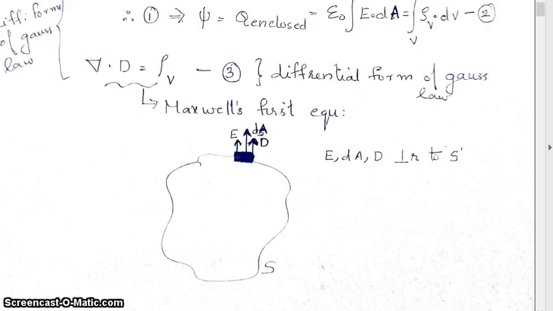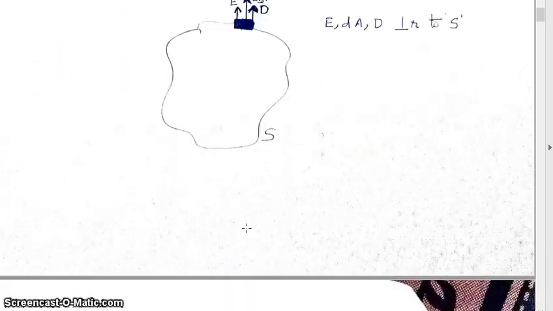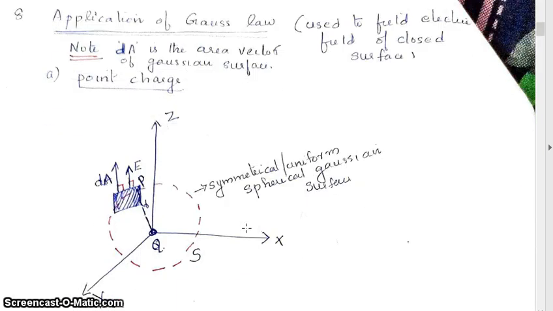Now this is a closed surface, and in that closed surface if I am selecting a small surface along this closed surface, then your area vector dA will be perpendicular to the surface, and the flux density and electric field will also be perpendicular to the surface. Next we will see different applications of Gauss law. This Gauss law is specifically used to find out the field of a closed surface. So the surface should be closed, then only you can apply Gauss law.